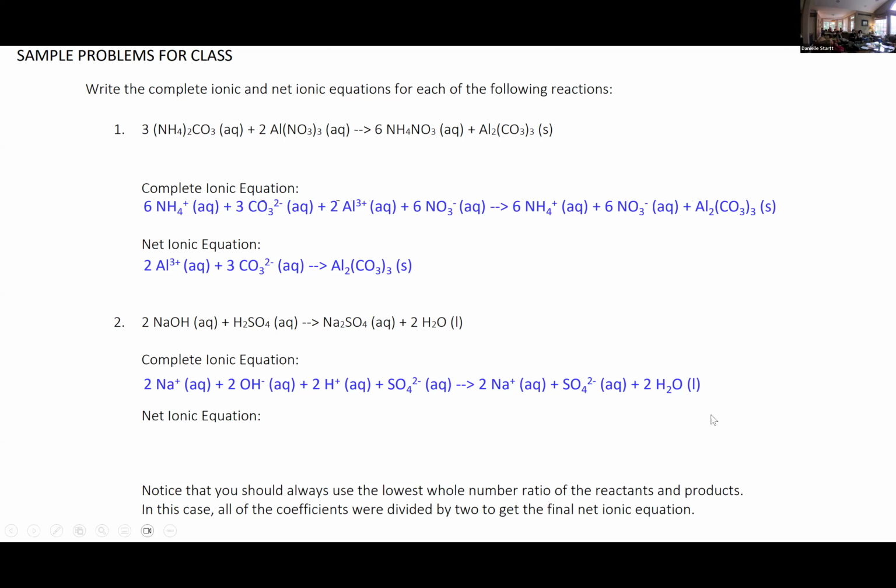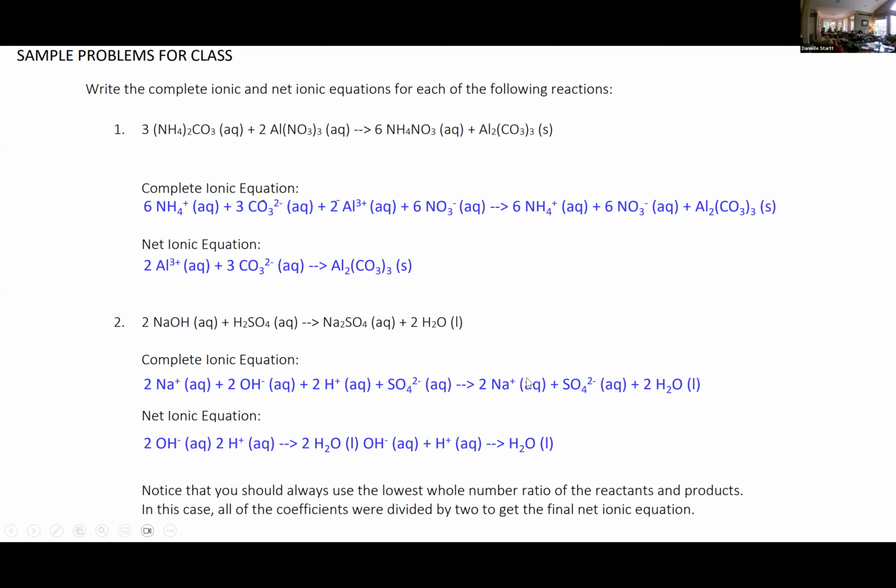Do you understand, back in the back, the difference between aqueous and liquid? Do you understand? Aqueous means it's dissolved in a water solution. Liquid, in this case, means the water is in its liquid phase, right? So then our net equation, what did we get rid of?